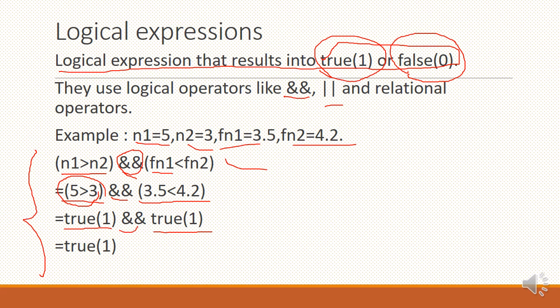And is nothing but what? If both the expressions are true, then your answer is true. If any one is 0, then your answer is 0. Presently both are true, so it is going to give the answer as true. In this way, we are going to use the logical expressions.